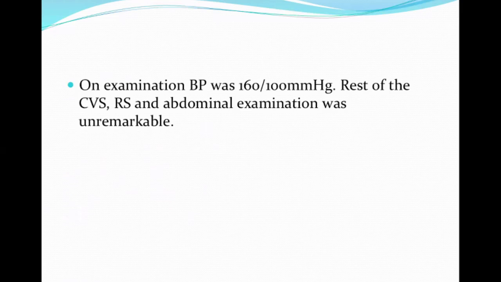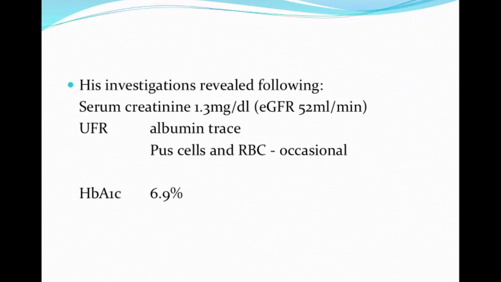On examination, so this patient has come for a routine clinic visit. Blood pressure was 160/100. Rest of the cardiovascular, respiratory, and abdominal examinations were unremarkable. So what's the problem here? The problem is the patient has got a bit of high pressure. On investigations, creatinine was 1.3, so it's slightly reduced. eGFR of 52, and albumin was traced on UFR, and HbA1c was 6.9, so that's quite okay.